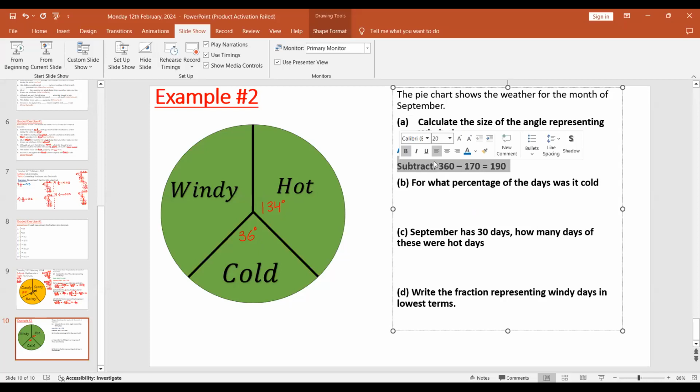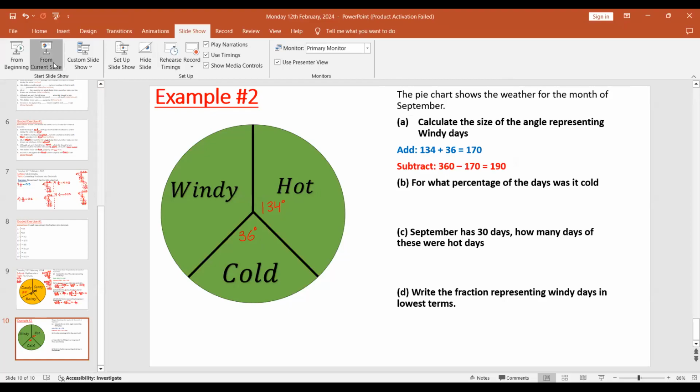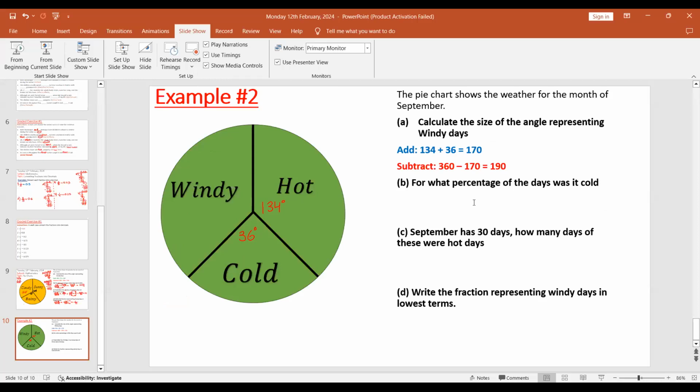Why are we subtracting it from 360? Does anyone know? That's the size of the circle, which is 360. So we subtract it from 360 because angles around a point add up to 360 degrees. Indeed, the angles inside a circle add up to 360 degrees. So we're only missing this one. In order to figure out what this one is, for windy, we subtract 170, the sum of hot and cold, from 360, and then we get 190. Now this is interesting. It says, but the percentage of the days that were cold.